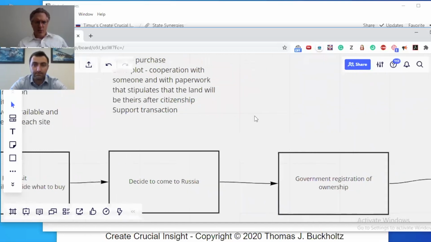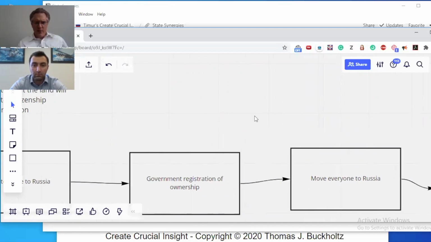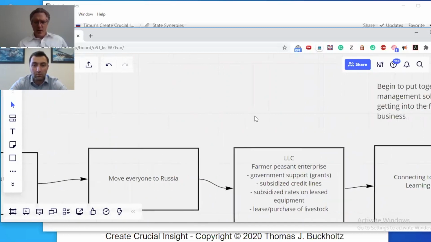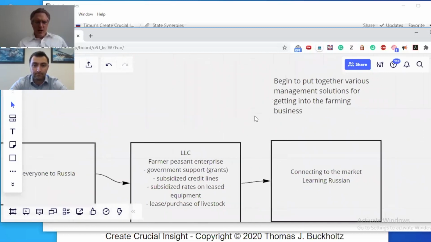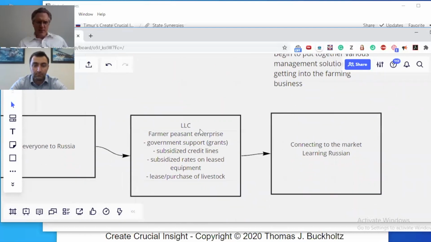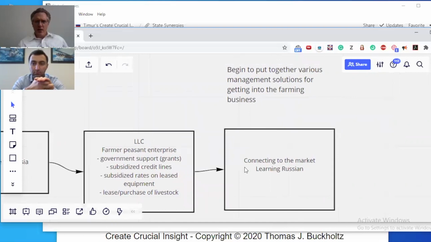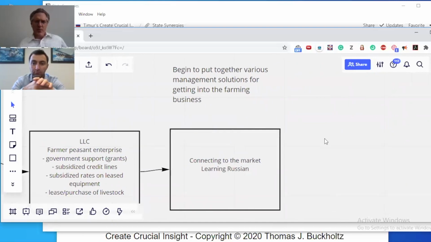You help them to support this transaction. Next, they start to understand. Then they register the property with the government, and then everyone moves to Russia. Now, obviously, they've already decided on what type of enterprise they want, what type of company they want to own. And with some, there are certain types of grants and subsidies that can help them to start up with getting livestock, equipment, and land.